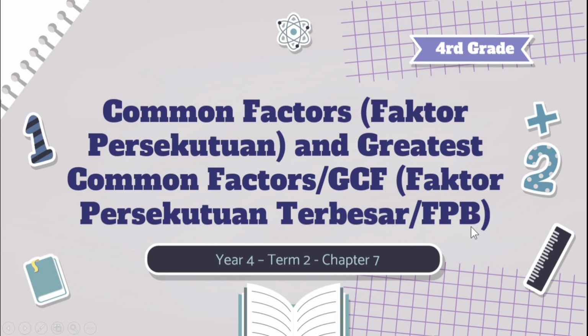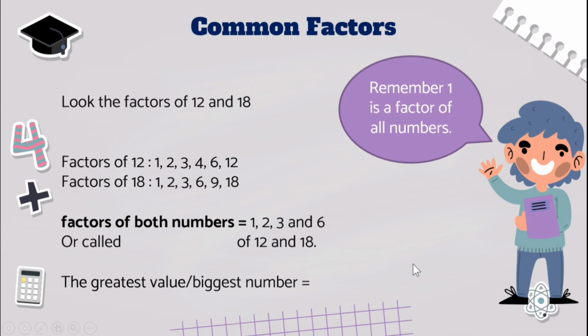This material is still related to our last material, factors. And now let's get to know the definition of common factors. Common factors in Indonesia, we usually call it faktor persekutuan. For example, I have factors of 12 and 18, and remember the definition of factors is all of the numbers that can divide another number with no remainders, or none left over.